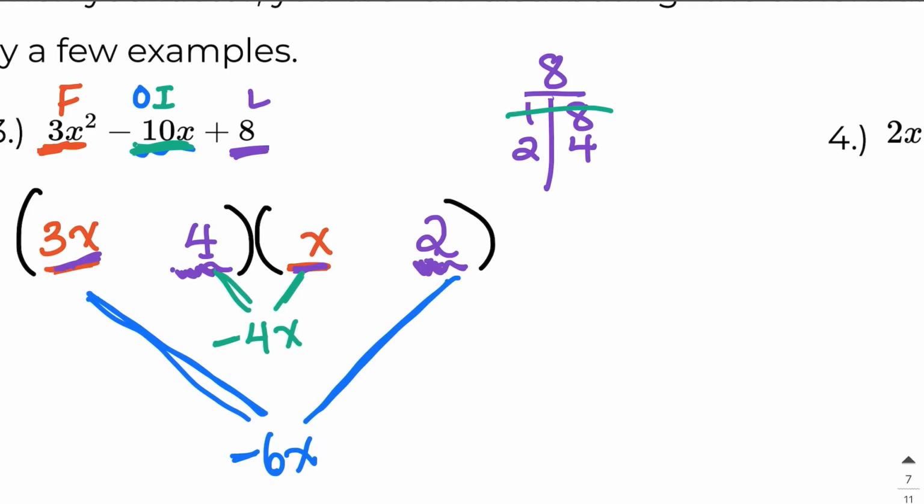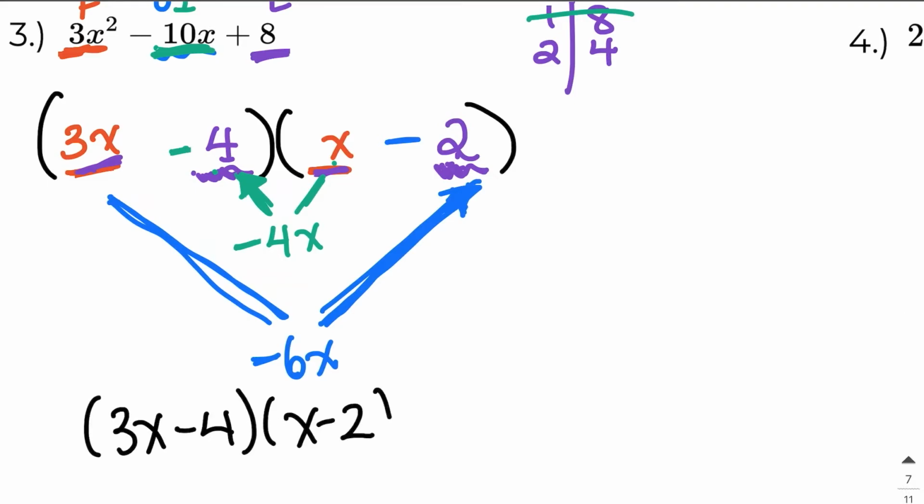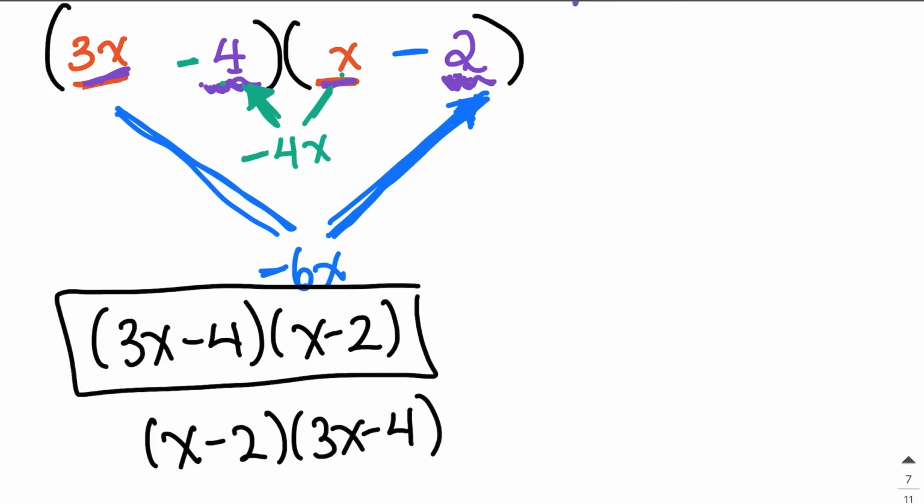So because this 4x is negative right here, that means that the 4 here has to be a negative because negative 4 times x is negative 4x. And because this 6x right here is a negative, that means this 2 has to be negative. And to be 100% sure that you did this right, multiply this negative 4 by negative 2, and you have to get positive 8, which we do. So that means that my final factored form here would have to be 3x minus 4 times x minus 2. Now, a quick note, if you wrote x minus 2 times 3x minus 4, that is also fully acceptable.